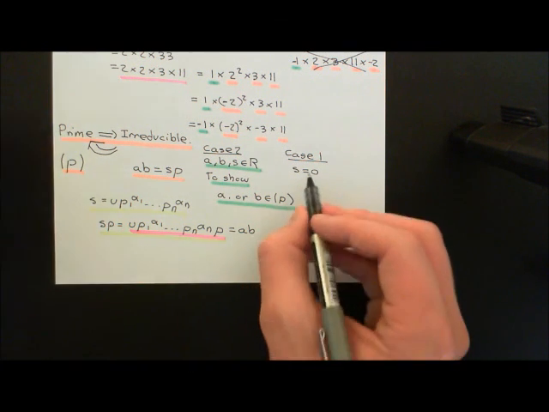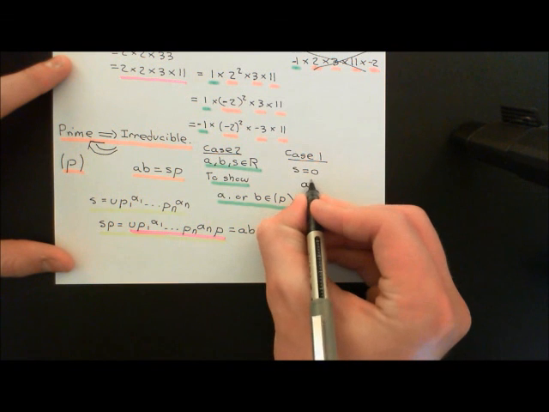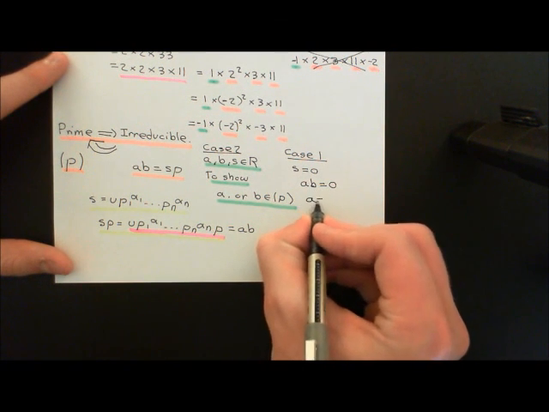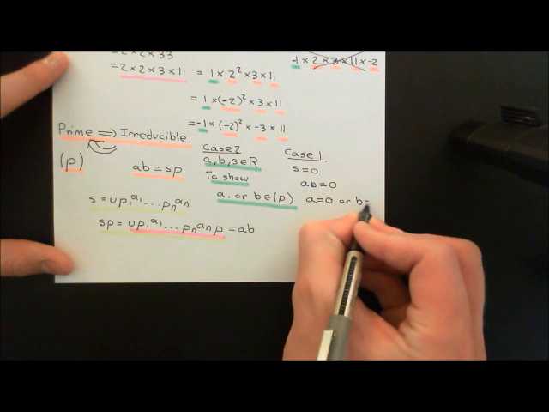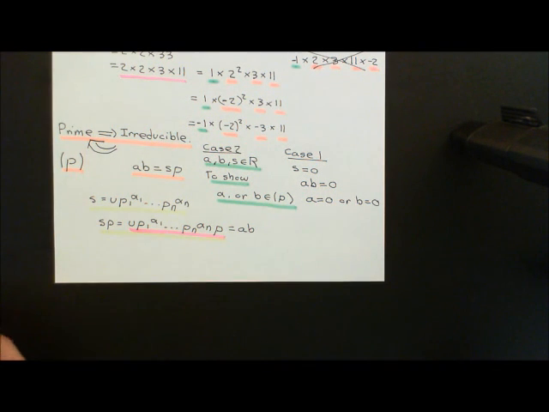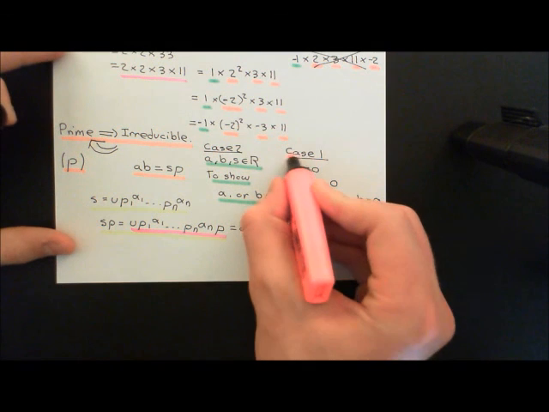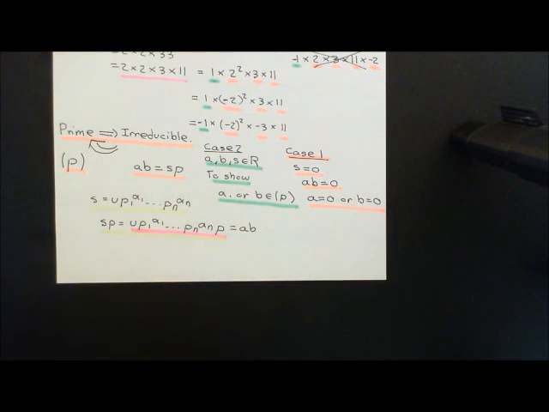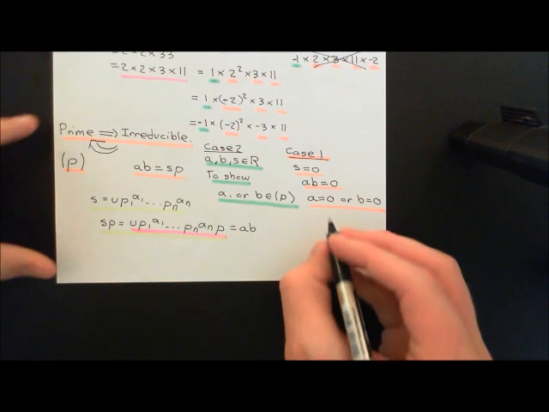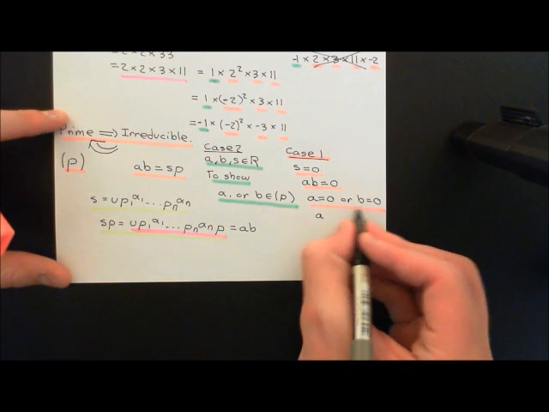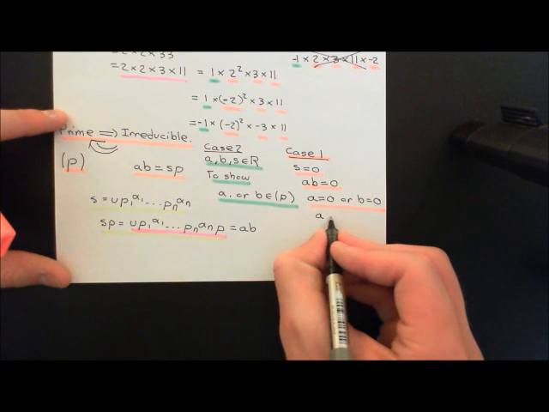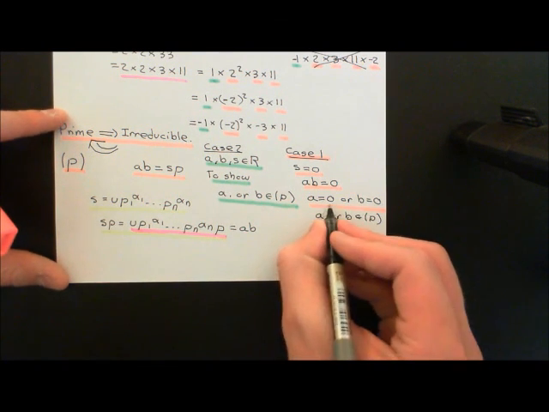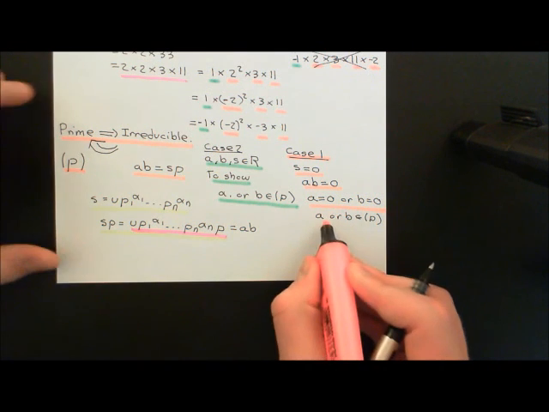So case 1, S is equal to 0, therefore A times B would equal 0, which therefore implies A is equal to 0 or B is equal to 0, because our unique factorization domain is an integral domain. And then what we can conclude, therefore, is that either A or B is in the principal ideal generated by P. Whichever one of these is true, one of them, A or B, will have to be in the principal ideal generated by P, because 0 is in the principal ideal generated by P.